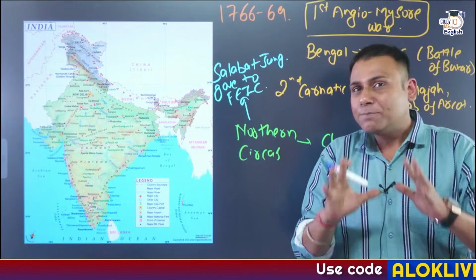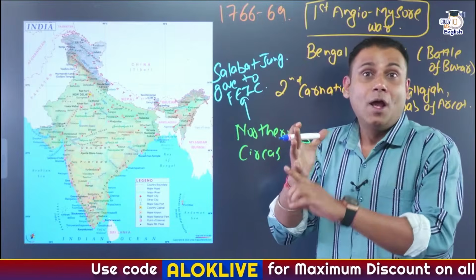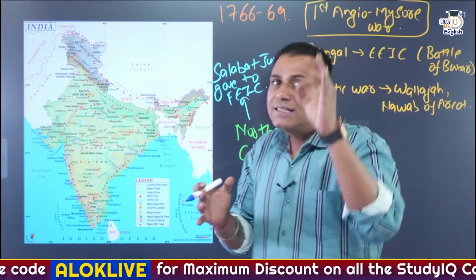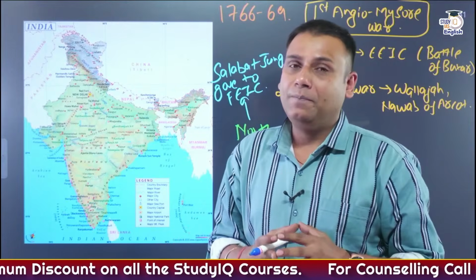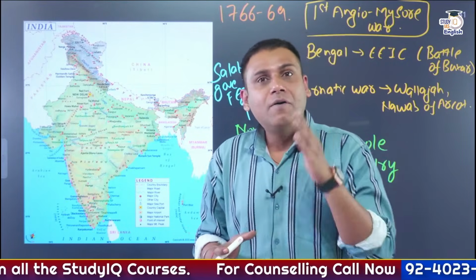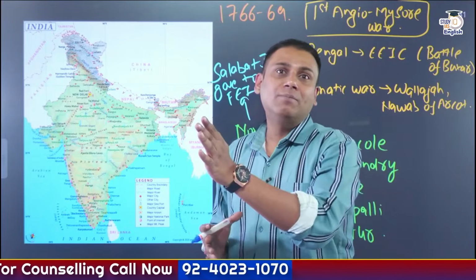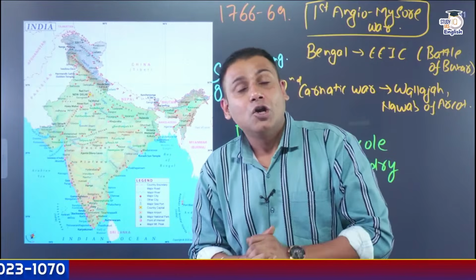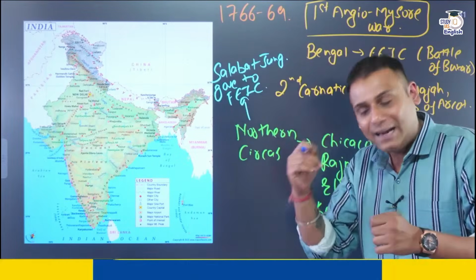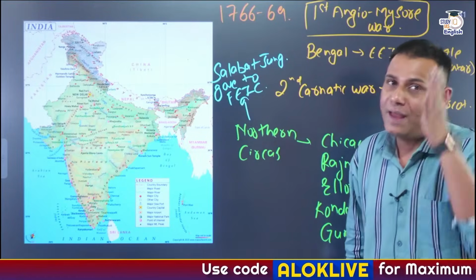And at this point of time, the English East India Company, the Marathas and the Nizam of Hyderabad had an eye on Mysore. Now, the First Mysore War actually started in 1766 and ended in 1769. So what were the factors that led to the First Anglo-Mysore War? Let's focus upon them.